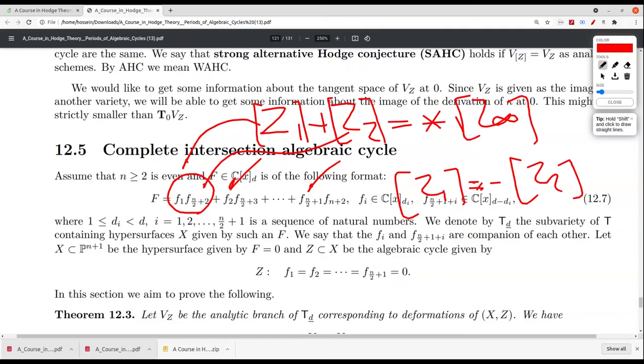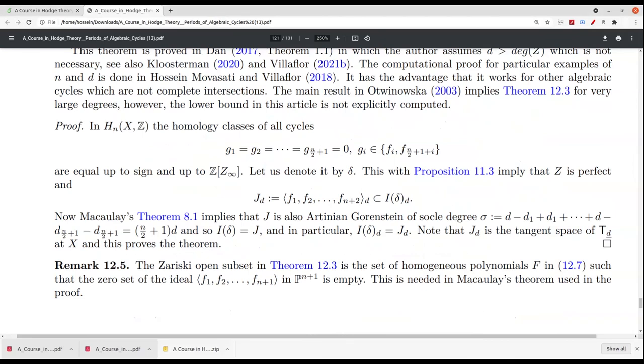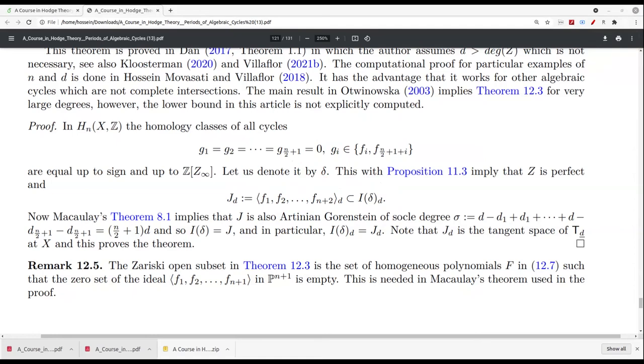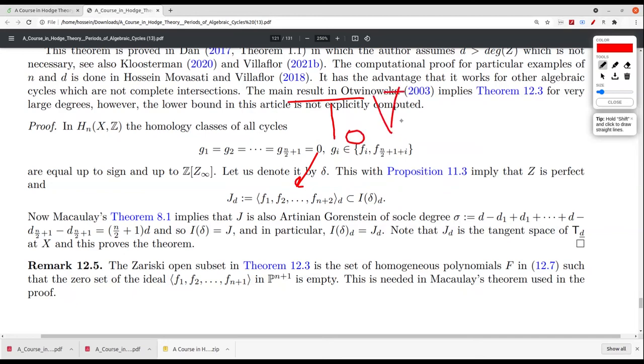So that's why we have this statement for complex. So at the end, it turns out that this ideal is inside here, and both these ideals are Artinian Gorenstein of the same socle degree, and with the classical properties of Artinian Gorenstein rings, we will conclude that there is equality here. And a simple calculation shows that actually this is the tangent space of V_Z at the point that we are doing computations.